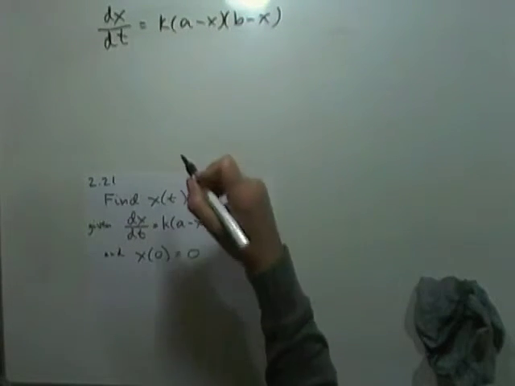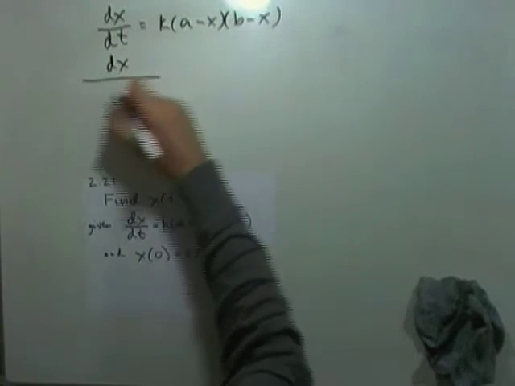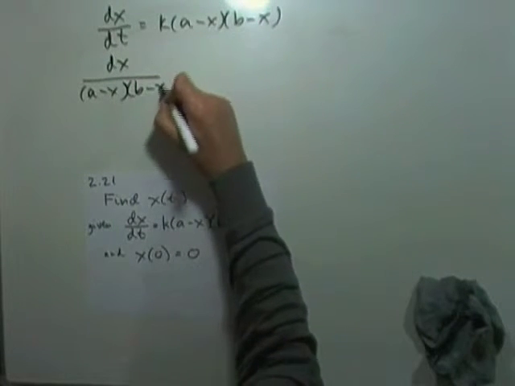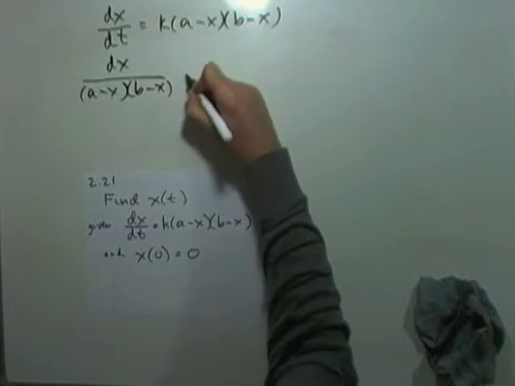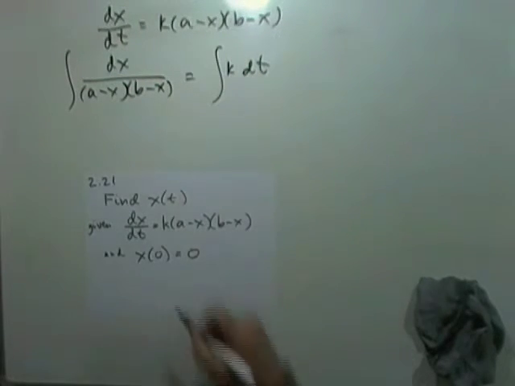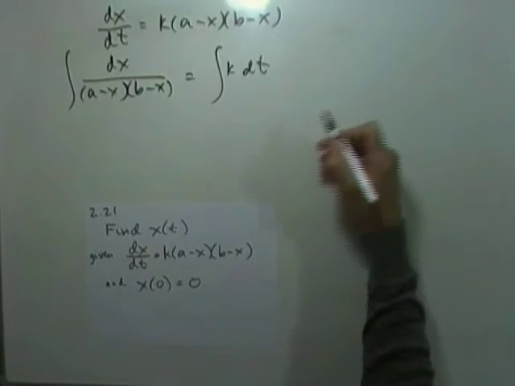So first step, separate them. So I've got dx over A minus X, B minus X will equal k dt. And you can integrate both sides. And then the first thing that becomes obvious is the technique required to integrate this is going to involve partial fractions. So hopefully I've got room at the side here.